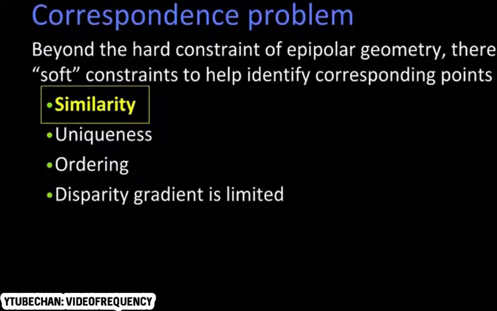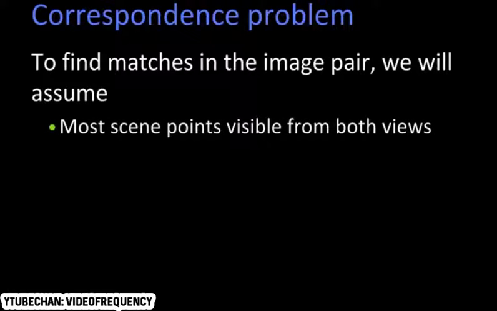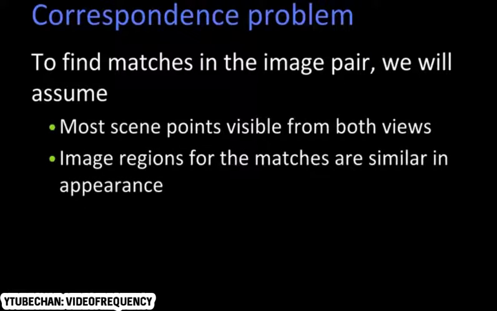Similarity is essentially saying that the image patch from the left should match the image patch from the right. So to find matches in the image pair, we're going to assume, first of all, that most points that are visible in one view are also going to be visible in the other, so we'll go looking for them, and that the image regions for the matches are similar in appearance.